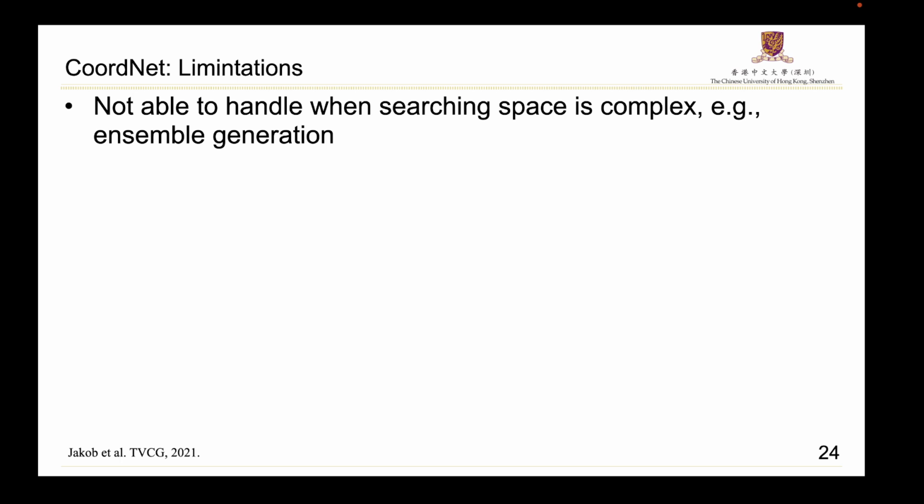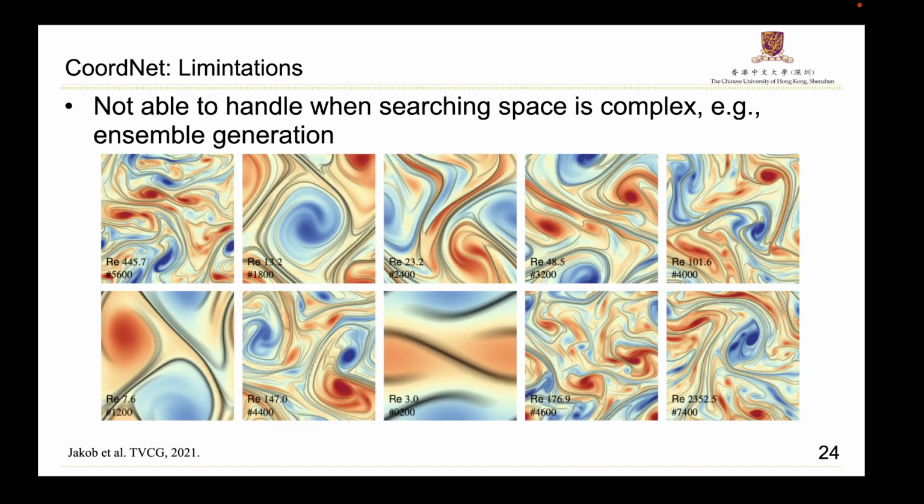The next one is that our approach cannot help us handle a complex uncertainty space. For example, for ensemble generation, once the uncertainty space is extremely complex, like an ensemble, and we only have limited training samples, it's very difficult to use CoordNet to process this kind of task.